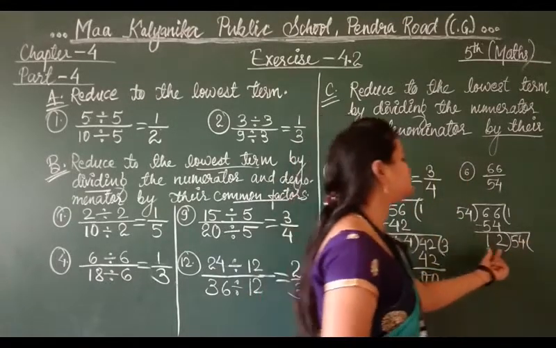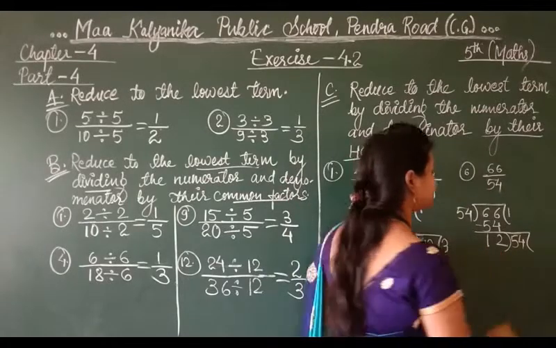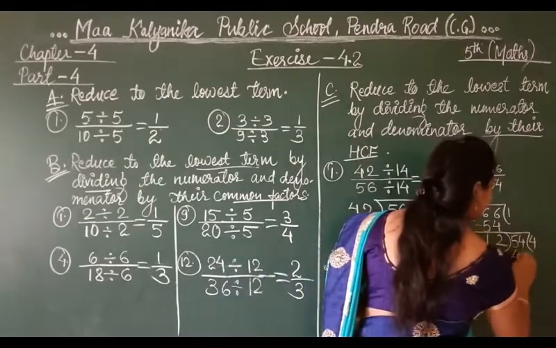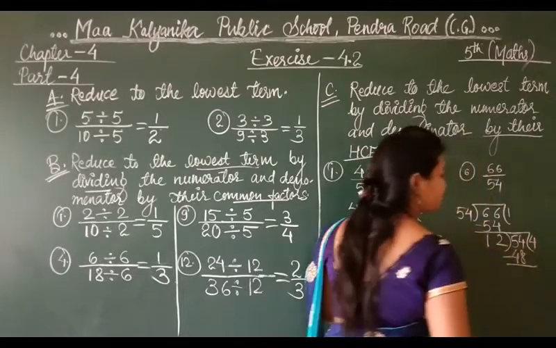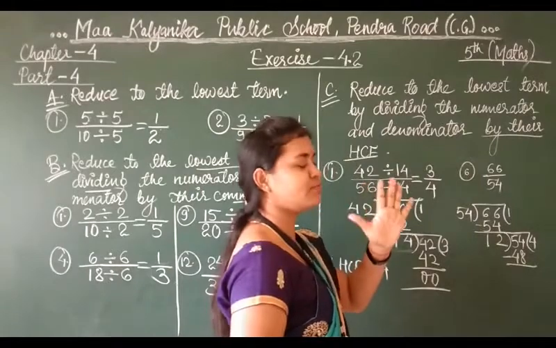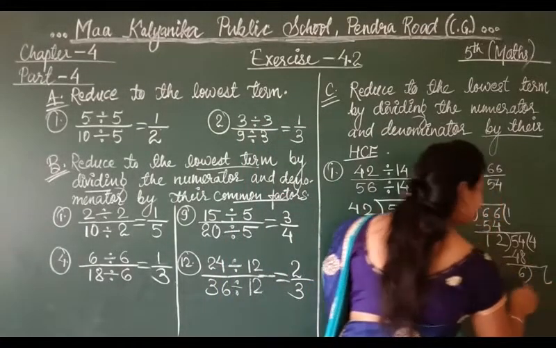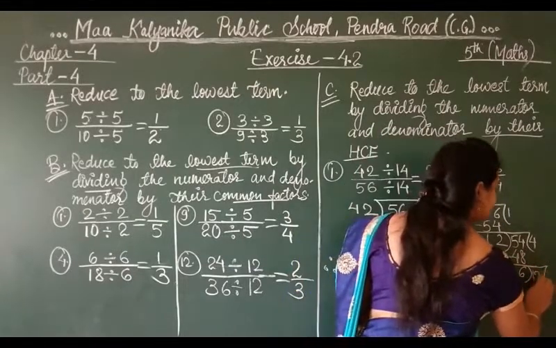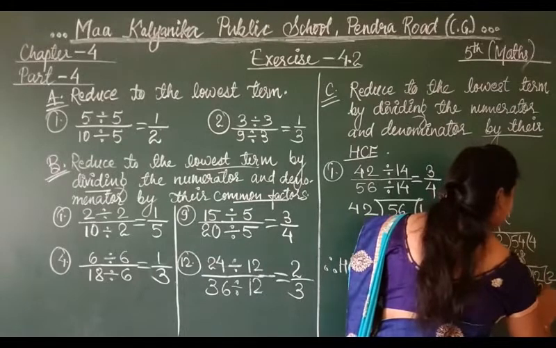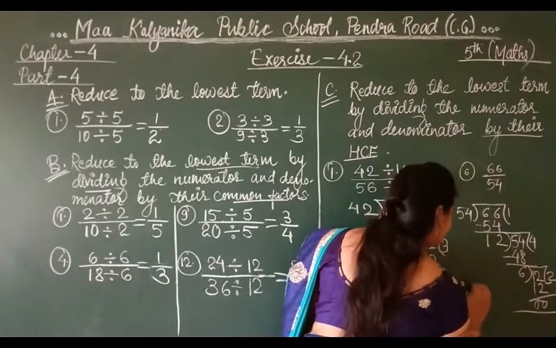So 12 ones are 12, 12 twos are 24, 12 threes are 36, 12 fours are 48. Not 5s, because that would be 60. So 48, 49, 50, 51, 52, 53, 54. 6 we have received. Now further we will divide. Which number? 12. This divisor will be the dividend. 6 2s are 12. So simply students here, therefore HCF received.